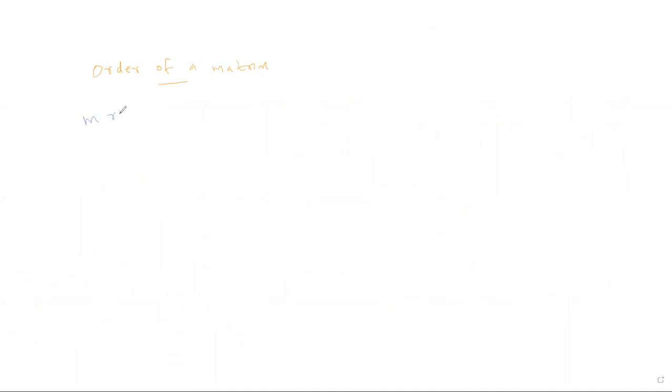Suppose a matrix has m rows and n columns. Okay, then we say it is a matrix of order m into n, but it is read as m by n. So the number of rows, then by, we write m into n, but it is read as m by n, the number of rows by the number of columns.